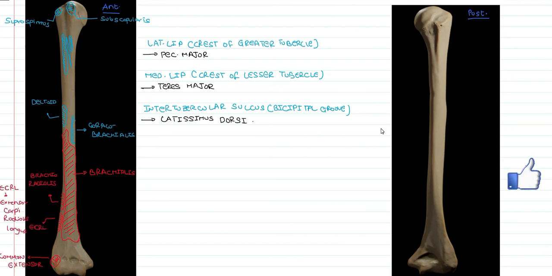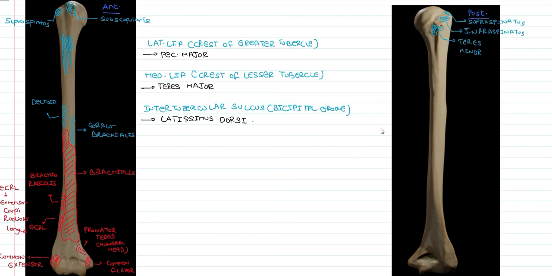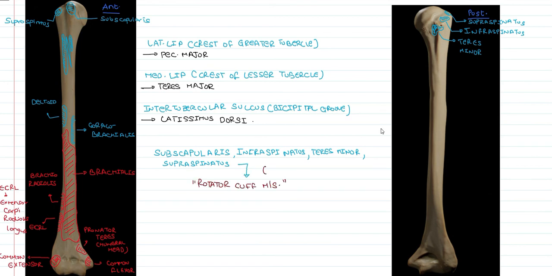On the medial aspect of the lower end of the humerus, we have origination from the humeral head of the pronator teres muscle and the common flexor muscles. Next, on the posterior aspect of the humerus, we have the insertion of the supraspinatus, the infraspinatus, and the teres minor muscle. All the four muscles, that is, the subscapularis, the infraspinatus, the teres minor, and the supraspinatus, are together known as the rotator cuff muscles, for which we have the mnemonic SITS.